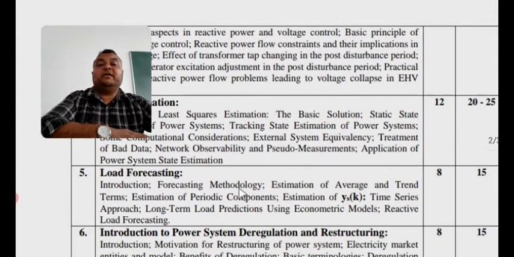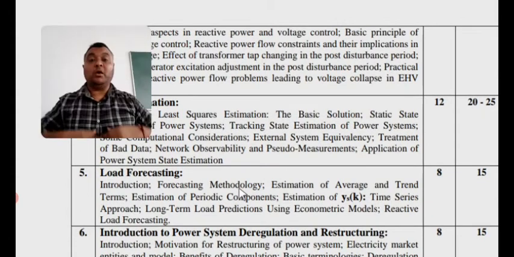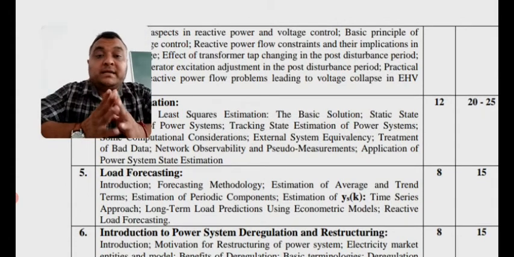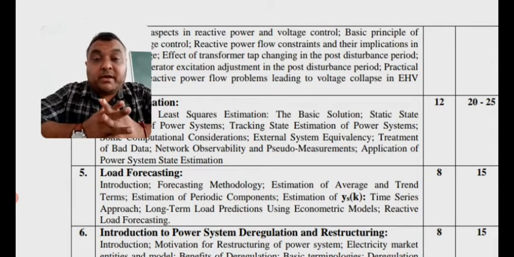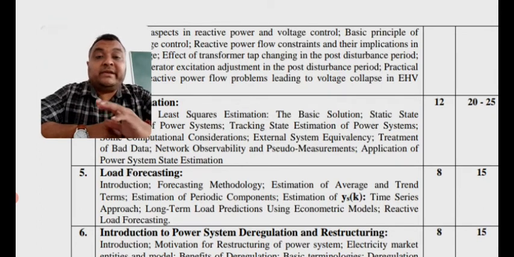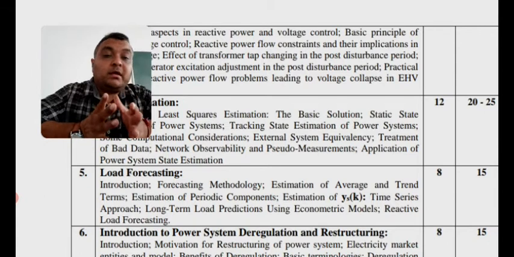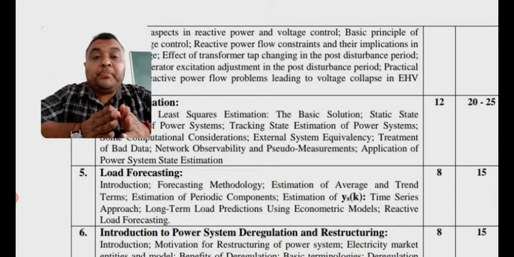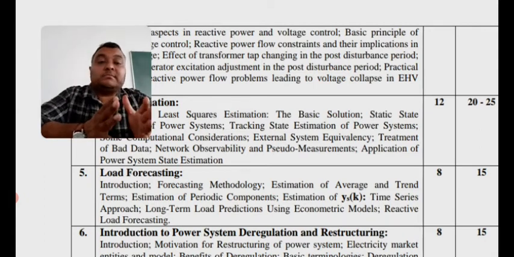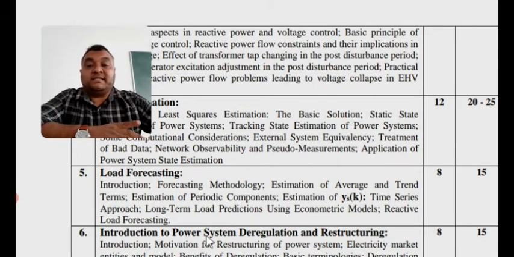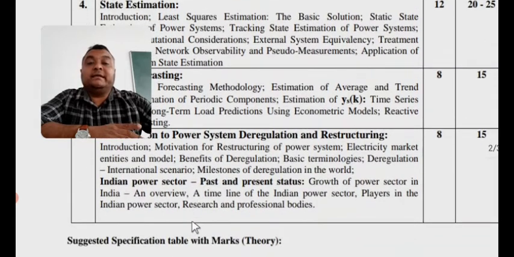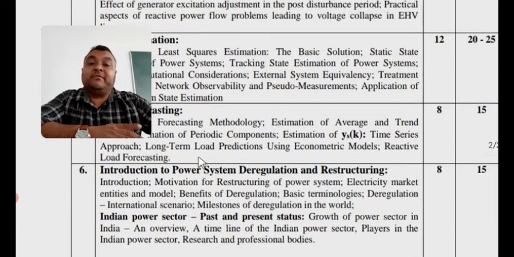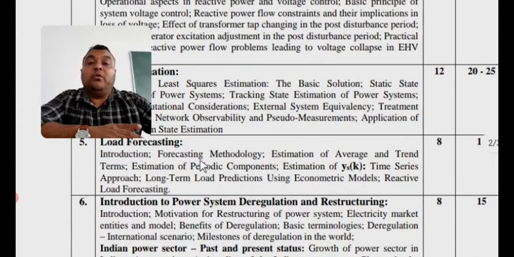After completion of chapter 4, we will move towards load forecasting. In the load forecasting chapter, as usual, we begin with the introduction, then forecasting methodology, estimation of average and trend terms, estimation of periodic components, estimation of y(k), time series approach, long term load predictions using econometric models, and reactive load forecasting. So that is the second last chapter, the fifth one, load forecasting.